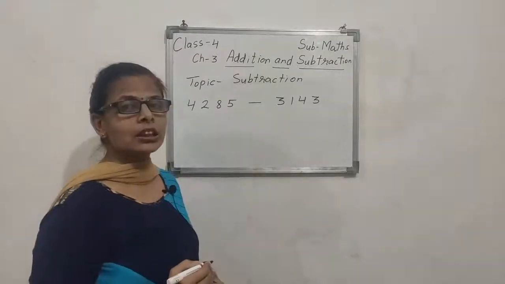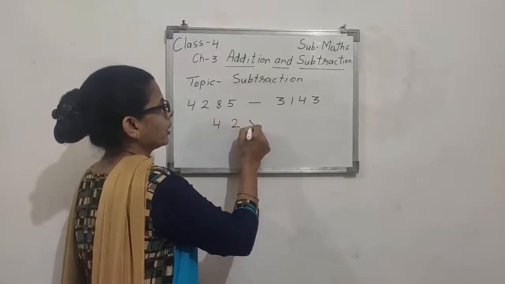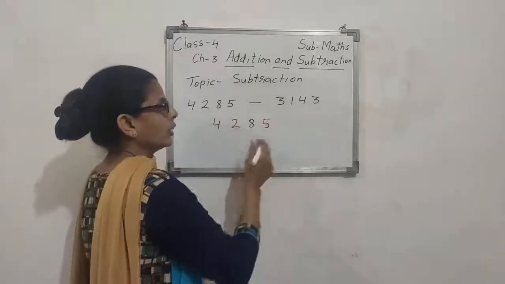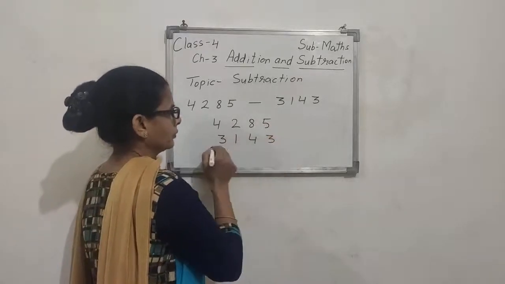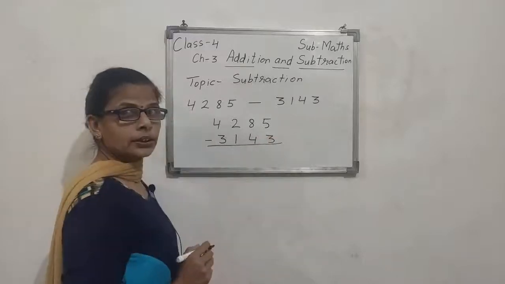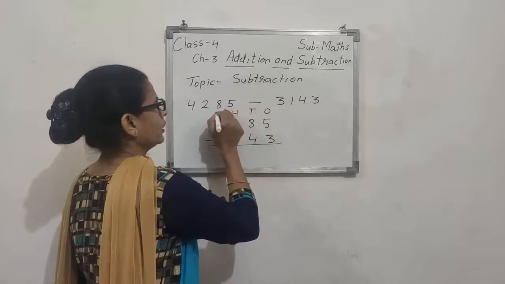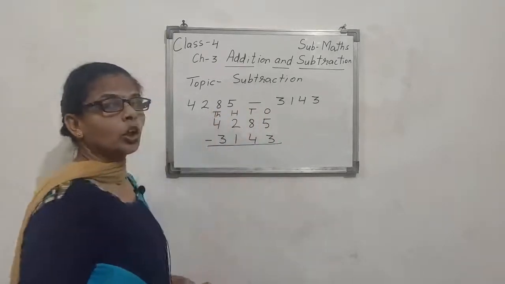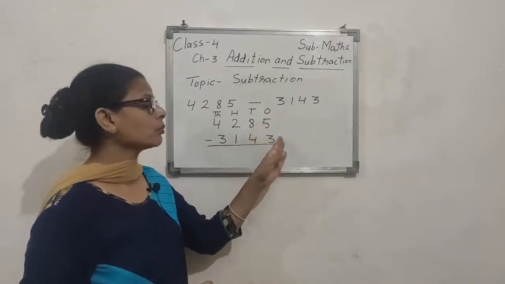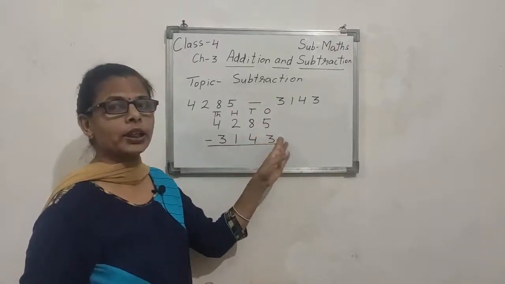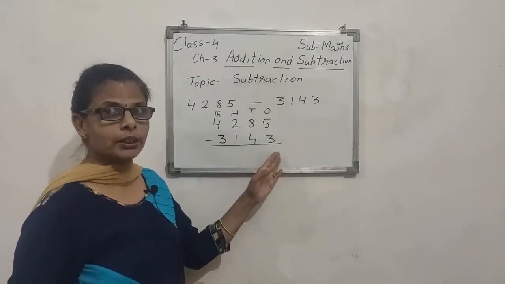Now we'll arrange these numbers vertically. 4,285, bigger number upside and smaller number downside. Minus it. This is ones place, this is tens, this is 100, this is 1000 place. Always remember that the bigger number is written upside and the smaller number is written downside in subtraction. And always start the subtraction from the ones place.